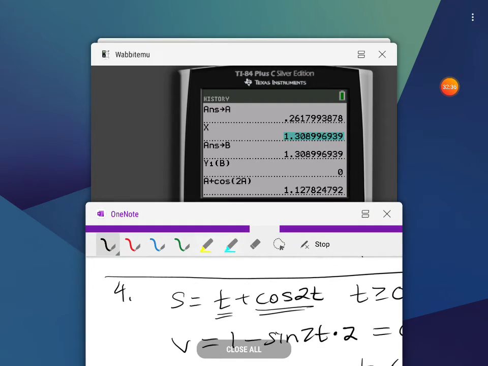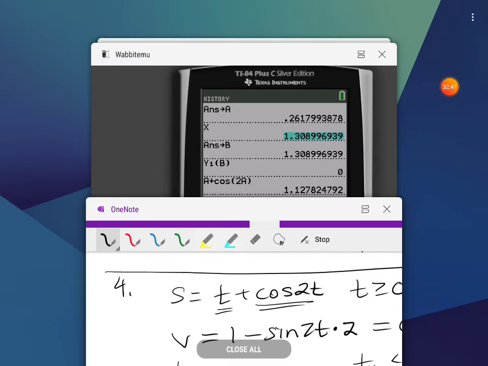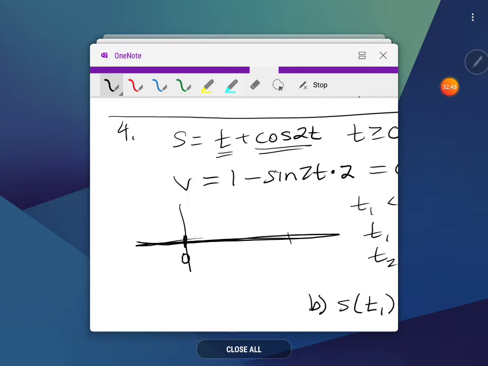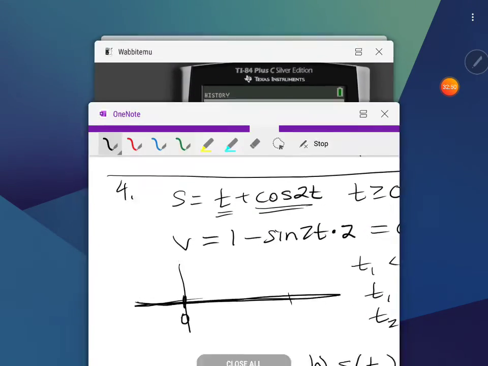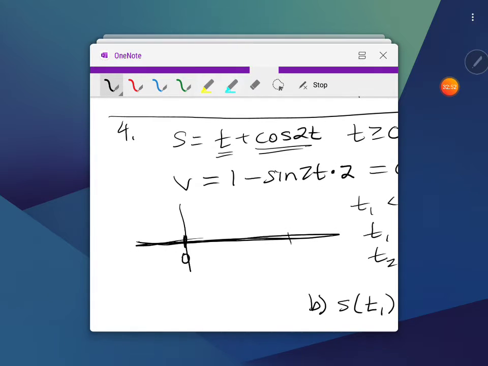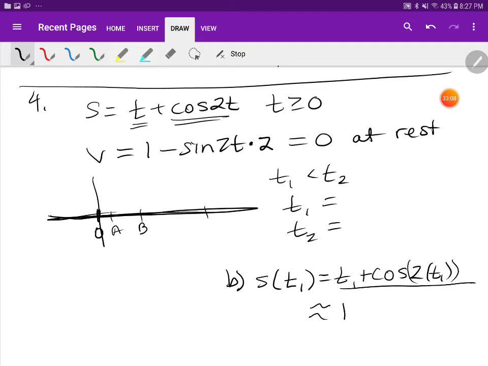I see them. We'll write them on your paper. You don't really need them on my paper. Okay, so 0.262. So this one, oh, I graphed it. I forgot what it looked like, though, so I should go back and see what it looks like. Okay, so A is the first time they hit. B is the second time they hit. And this would be T1 plus cosine 2T1, right? Well, the parentheses is really right here. And then I could approximate that value.